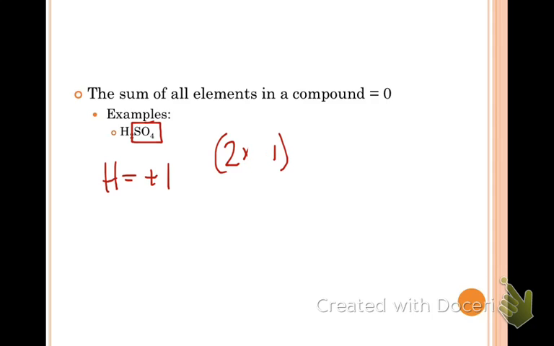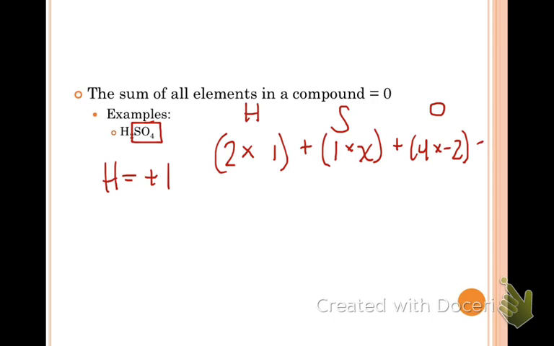So I know that there's 2 hydrogens, each of which are a plus 1 charge. This is for the hydrogen. The sulfur, we don't know what its charge is yet, but we know that there's only 1 sulfur. We'll set its charge as X, so that's sulfur. And the oxygen, there's 4 oxygen, each of which are a negative 2. And that's all set equal to 0 because the compound is equal to 0.